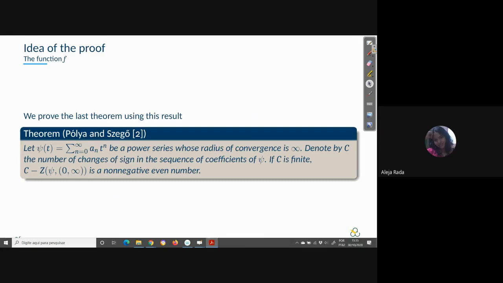How do we prove the number of zeros of the function f? We use this theorem from Pólya and Szegő. This theorem says the following: if you have a function written as a power series, consider the number of changes of sign in the sequence of coefficients. The number of changes of sign minus the number of zeros is a non-negative even number. So what we do is count the changes of sign of the coefficients of the series.